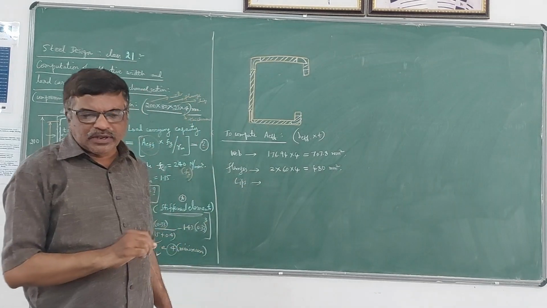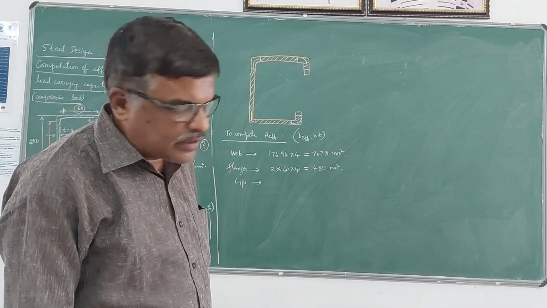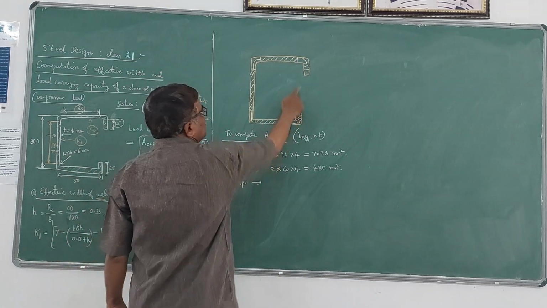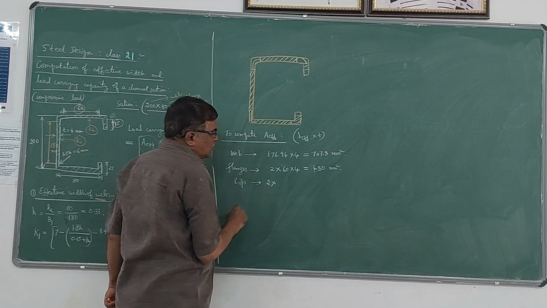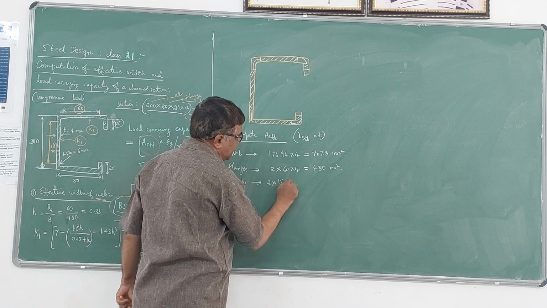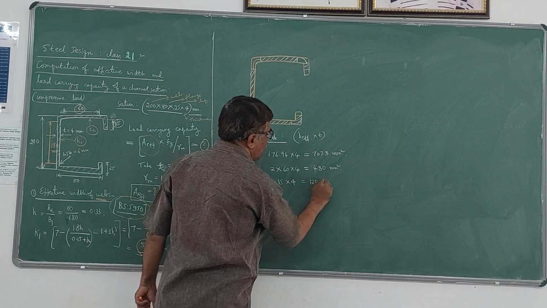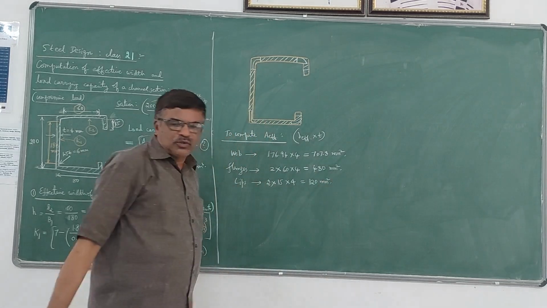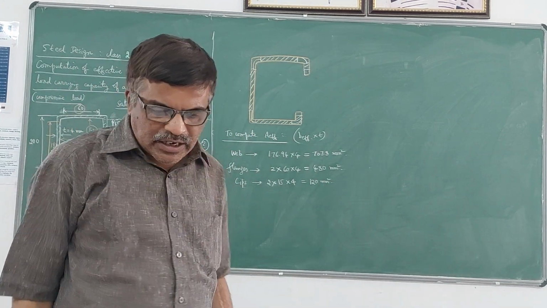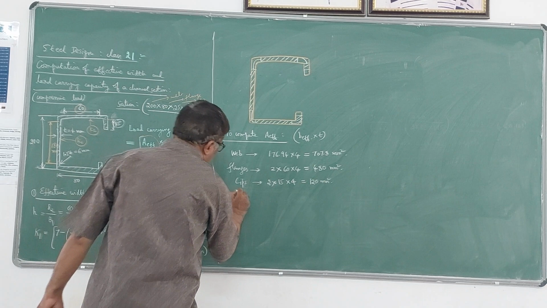If you take up the lips, there are 2 lips here, 1 and 2. So 2 into 15 is the effective width, into thickness, which is once again 4. So this becomes 120 millimeter square. That is the area of the lips. Next, coming to the corners.